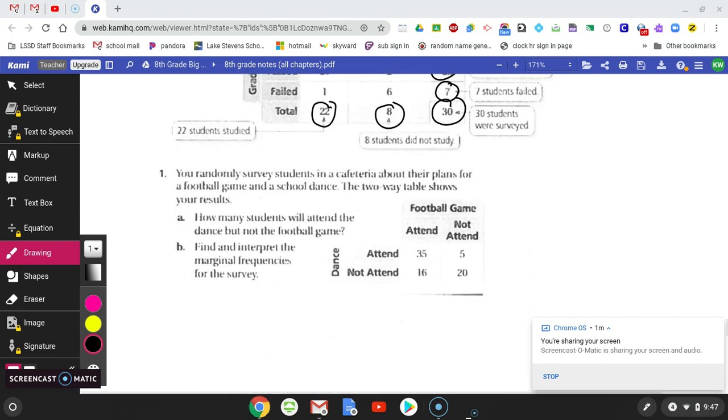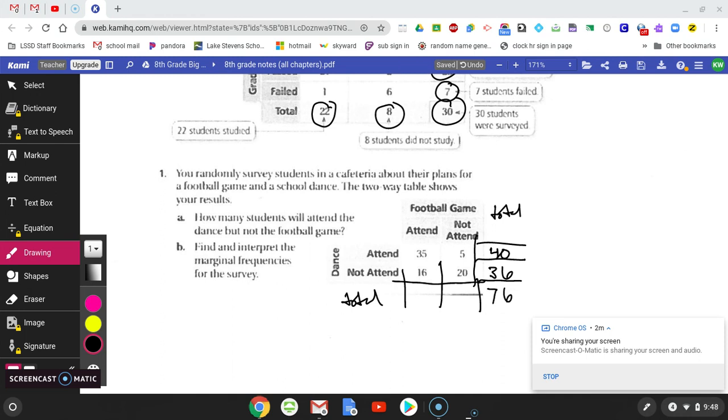All right, so it says you randomly survey students in the cafeteria about their plans for a football game and a school dance. The two-way table shows your results. How many students will attend the dance but not the football game? So let's go ahead and extend our table, and we'll put our totals. So 35 plus 5, that means there's 40 here. 16 plus 20 means there's 36 here. And then total, that would be 76.